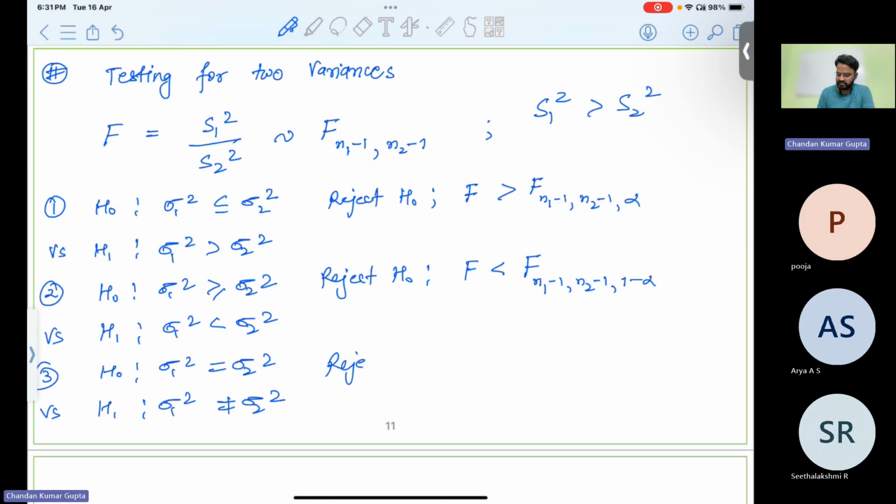In that case, we reject the null hypothesis H naught if F is greater than or equal to F of n1 minus 1, n2 minus 1, and it is alpha by 2. Again, alpha 1, alpha 2, and for the sake of convenience, alpha by 2. So these are the things we discussed in the 12th week lecture. Now come to the numerical part. Does anyone have any doubt? Then he or she may ask.